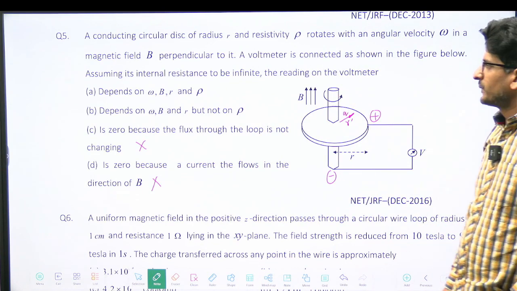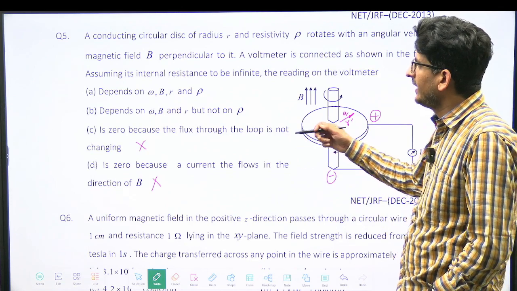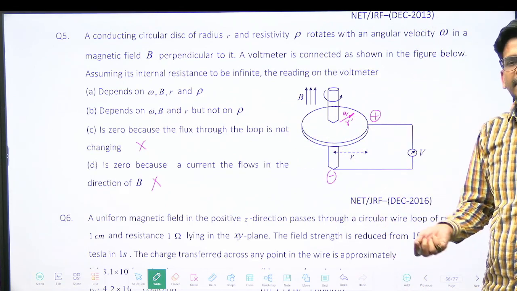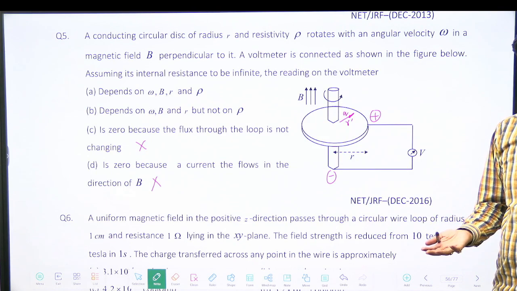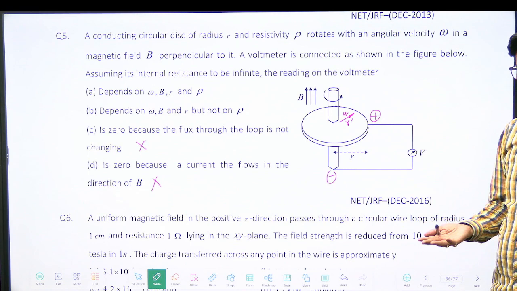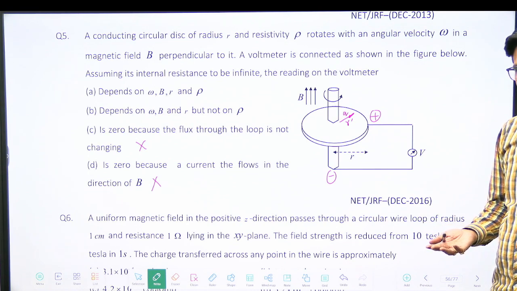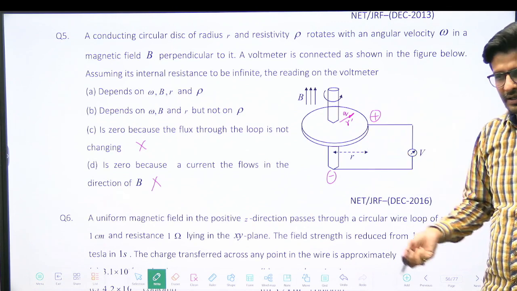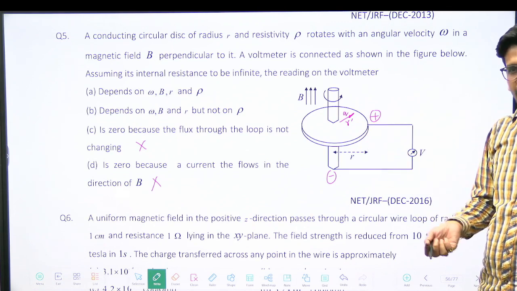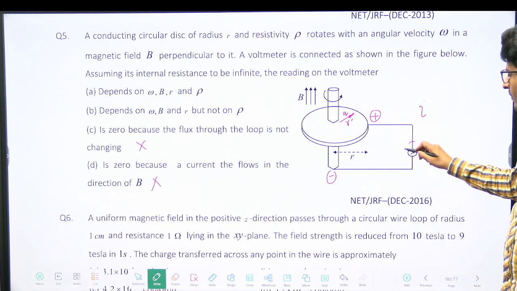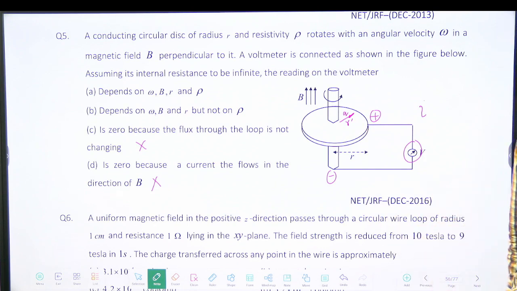Now we have to see, it will depend on omega obviously, like EMF is BVL, and if V is equal to R omega, then it will depend on omega. But the resistivity or resistance will come into picture once I calculate the current. The reading on the voltmeter will just give the potential difference.